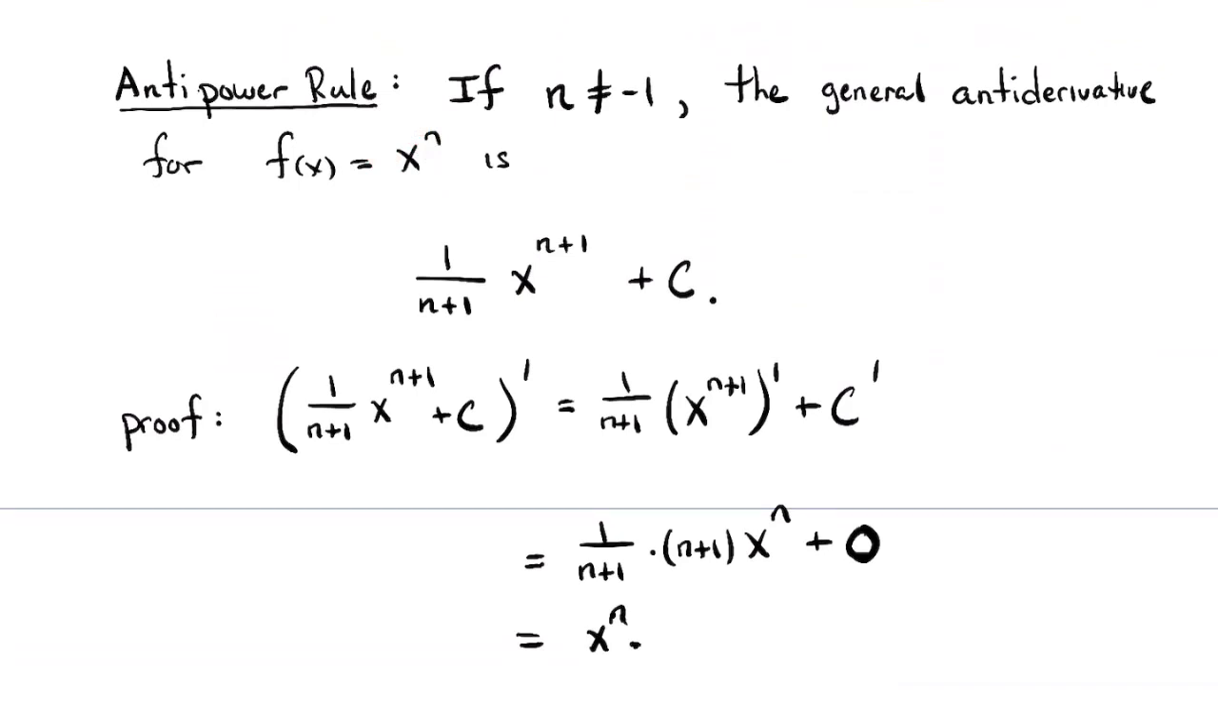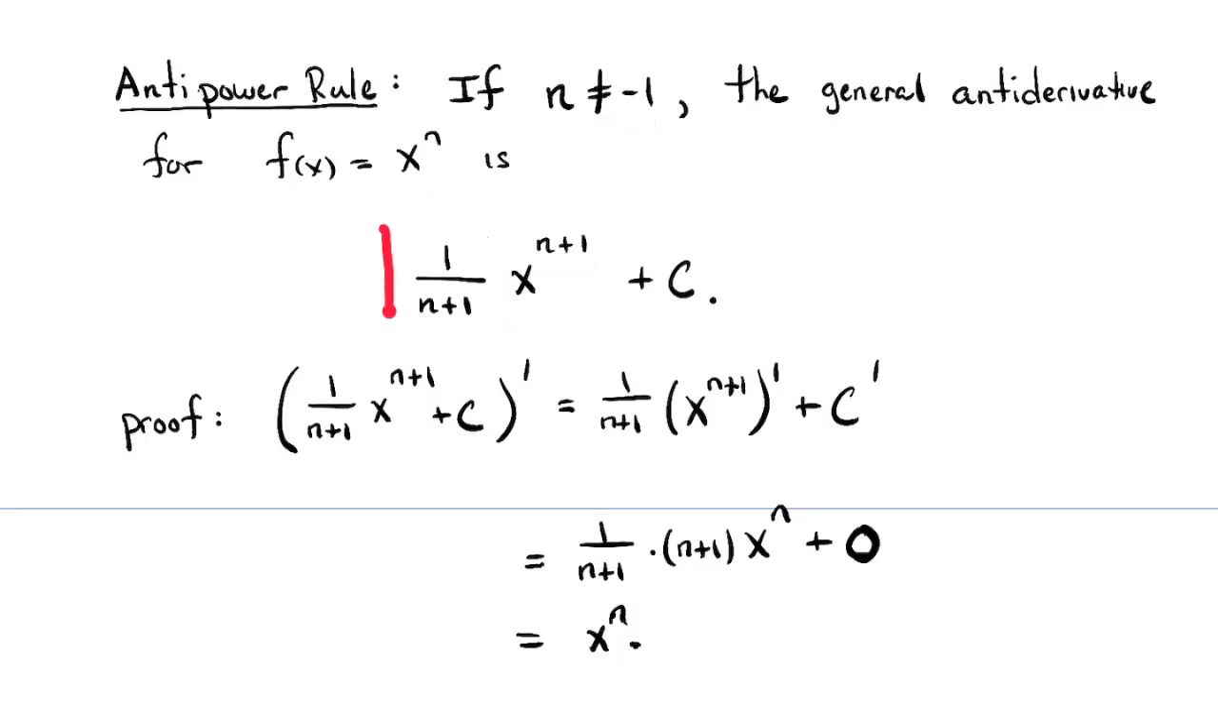So to find an antiderivative for x to the n, what should we do? If we do those steps in the opposite order and reverse each step, we would add one to the exponent, the opposite of subtracting one, and then divide by that new exponent. This is why n can't be minus 1. If n is minus 1, I'm dividing by 0.